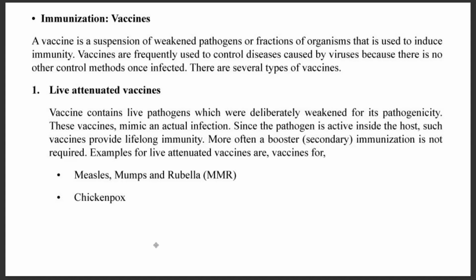Right? The second group is inactivated vaccine. Inactivated vaccine means the pathogenic microorganism is inactivated or killed in the vaccine. In the live attenuated vaccine a live pathogen is used, but in the inactivated vaccine, the microorganism is inactivated or killed. Here, with this inactivated pathogen vaccine, we need to have repeated booster doses.